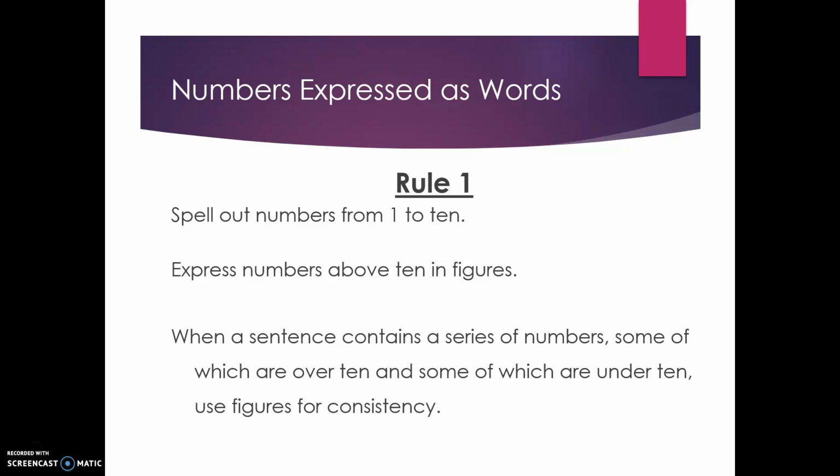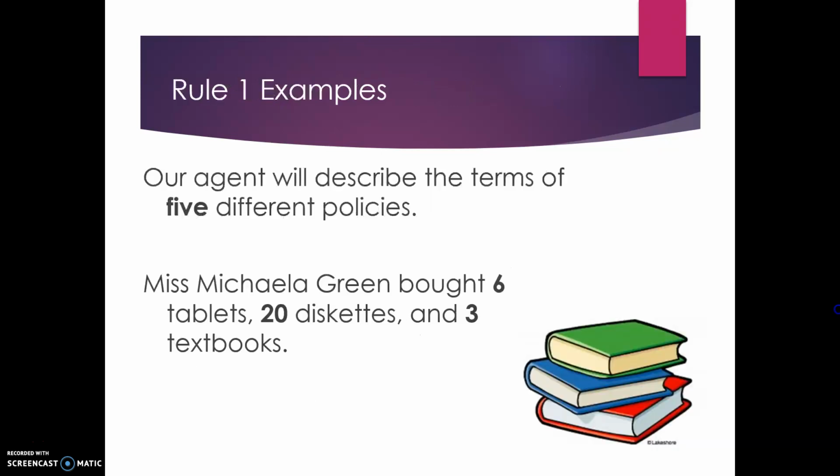When a sentence contains a series of numbers, some of which are over 10 and some of which are under 10, use figures for consistency. An example. Our agents will describe the terms of five different policies. Five is under 10, so you spell it out.